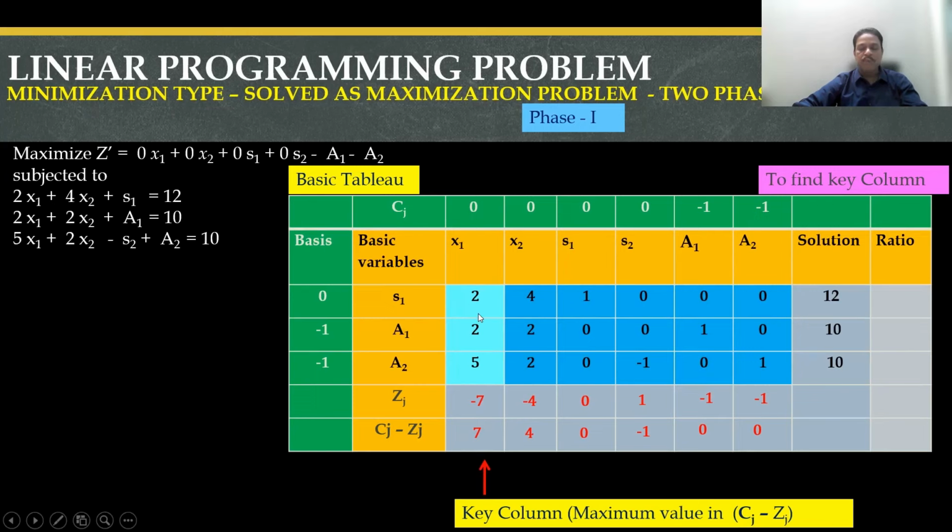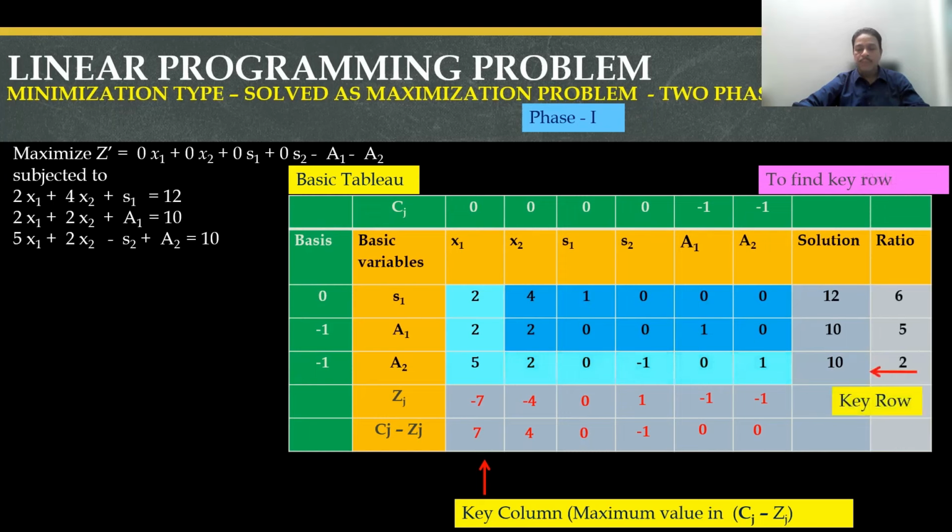Now, what is the importance of the key column? The variable x1, which is in the key column, will now enter the solution. But x1 will take whose place? That we have to determine. That can be determined by finding the ratio, and the ratio is equal to the solution column divided by the x1 column. After calculating the ratio, we get -2 as the least value. So this row of A2 will become the key row.